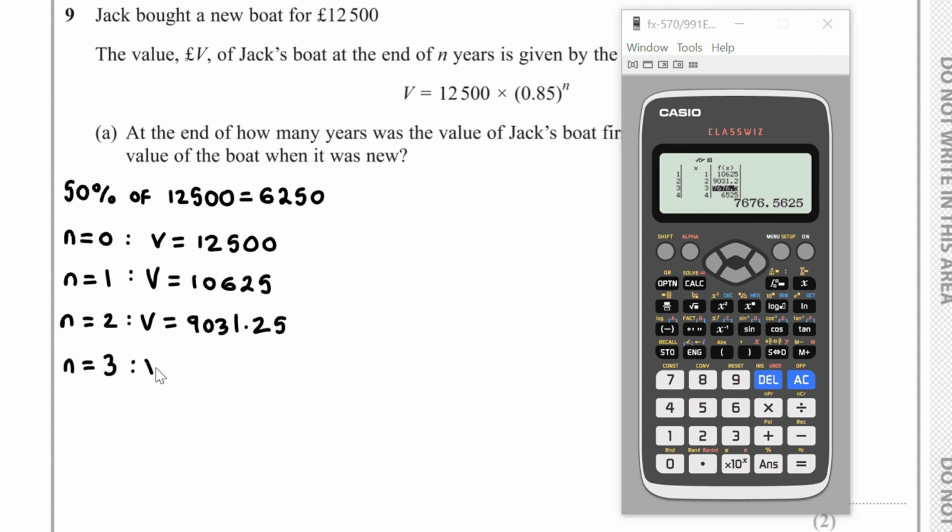N equals 3. V is equal to 7676.5625. N equals 4. V equals 6525.07.